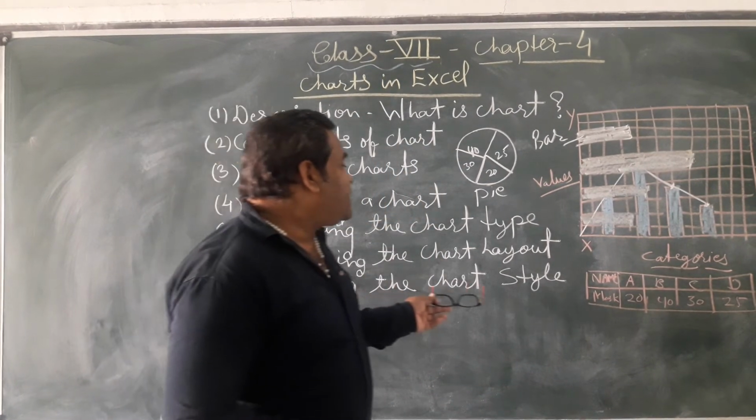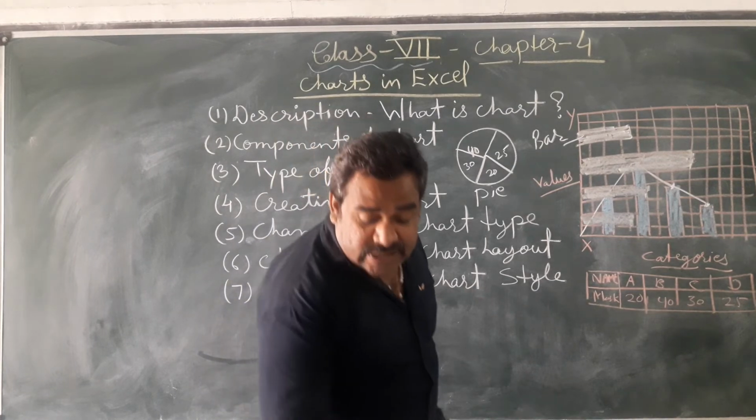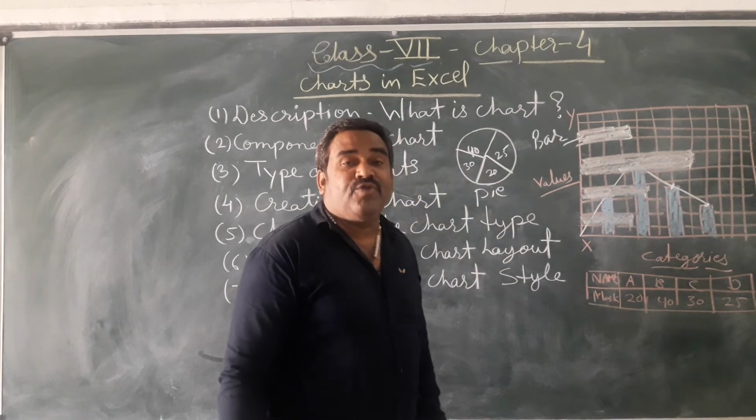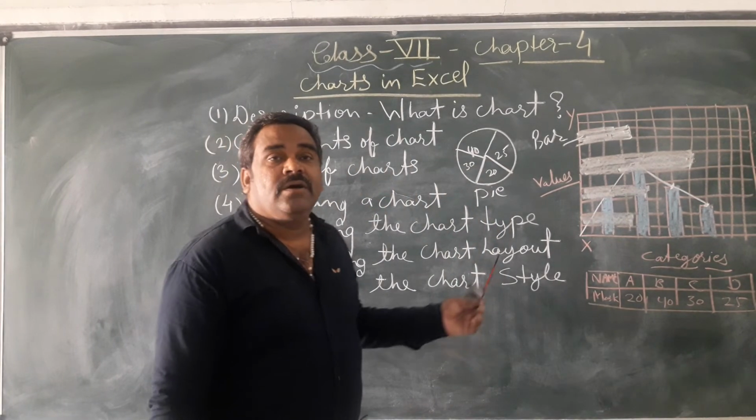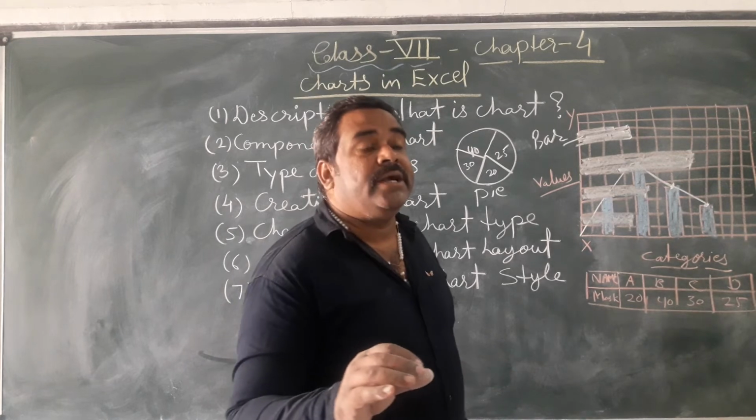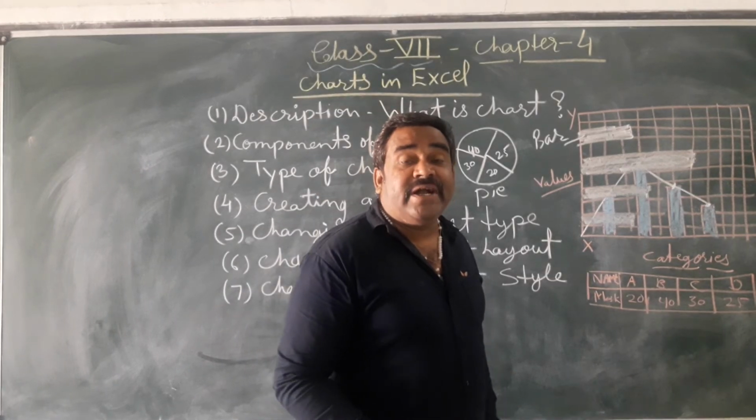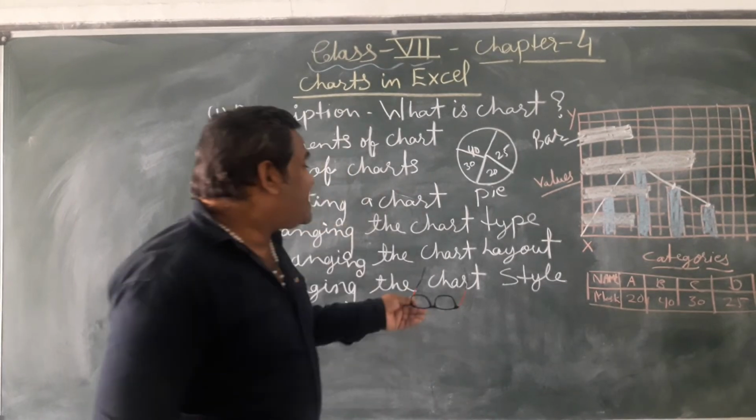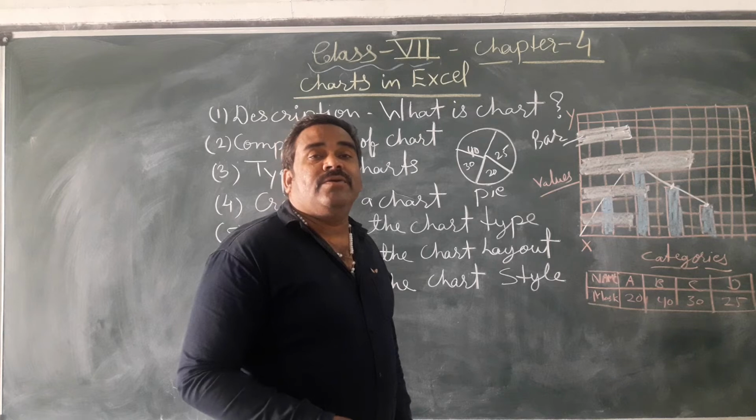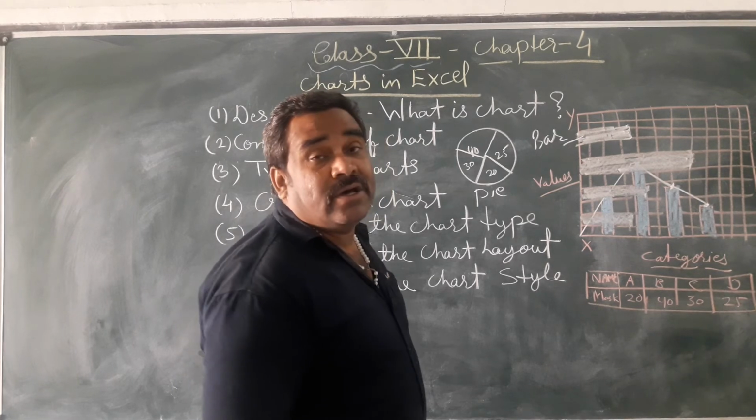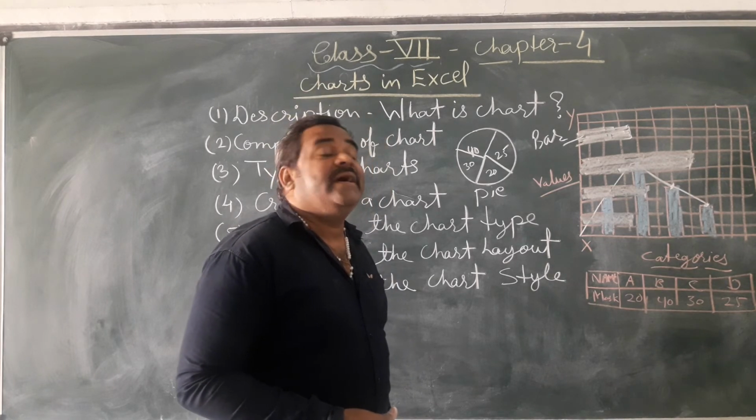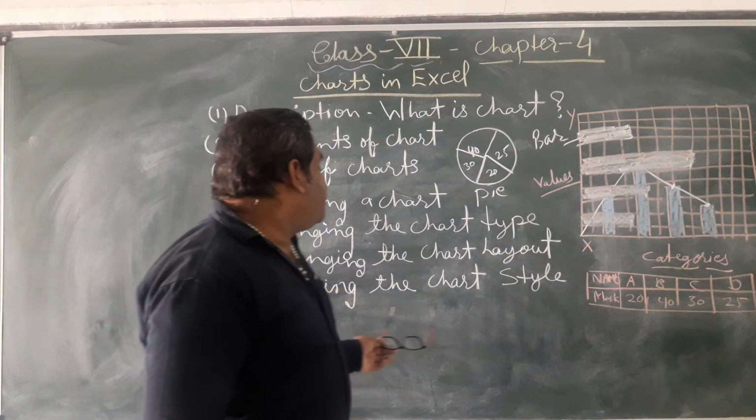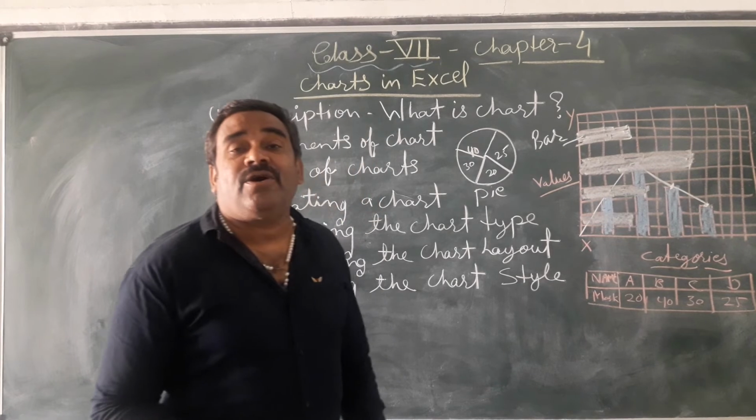Then changing the chart layout. Chart layout means which kind of layout you want to be present. A layout means displaying the chart in a different arrangement. You just go to the Design tab and click on the Chart Layout option. You will similarly find different kinds of layouts there, and you can choose your chart layout. Similarly, we can also change our chart style.